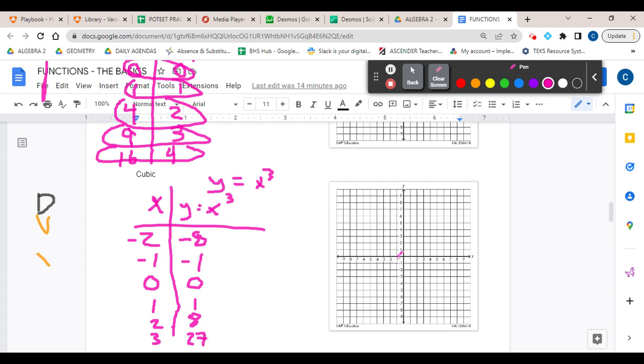Okay? So we'd have -2, -8 is a point. -1, -1 is a point. 0, 0 is a point. 1, 1 is a point. 2, 8 is a point. Okay? And then 3, 27 is going to be way up here. So that's why our root graph looks kind of like that.